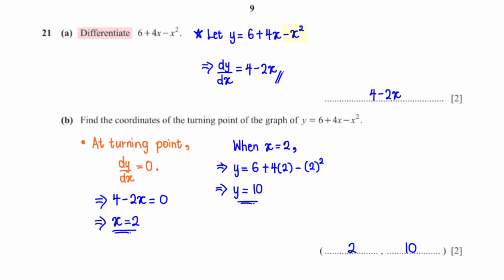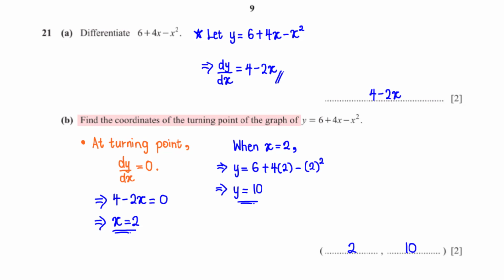When we differentiate negative x squared, the power, which is 2, multiplies the coefficient, which is negative 1, to give us negative 2. Then we subtract 1 from the power to give us x raised to the power 1. And so our final answer here is 4 minus 2x.